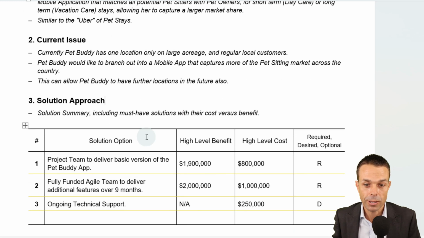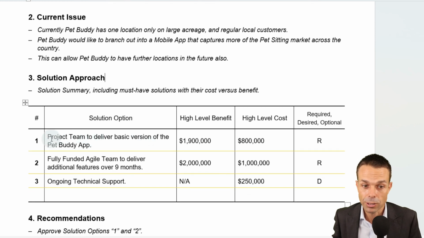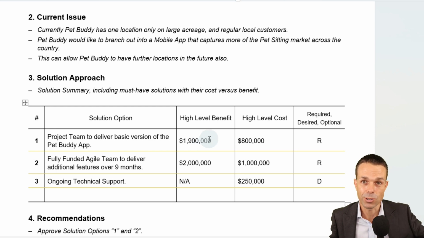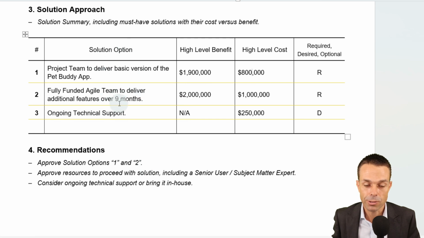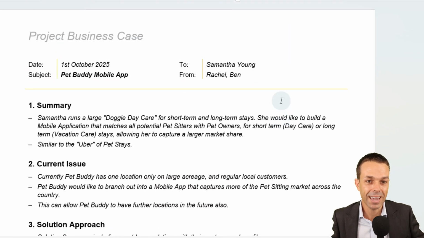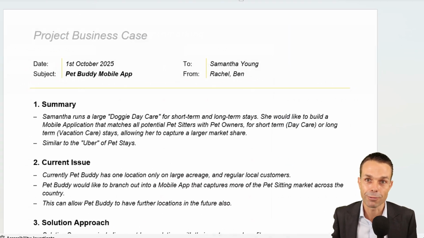Now, the solutions that we're looking at are to develop the basic version of the Pet Buddy app. The high-level cost is $800,000, and we'll delve into that more deeply. And then the high-level benefit is $1.9 million from the potential return and revenue from the mobile application. Here are the other solutions, and we recommend to go with solutions 1 and 2, and desired is ongoing technical support after that. This is our business case to see if we're kicking off the project in the first place.